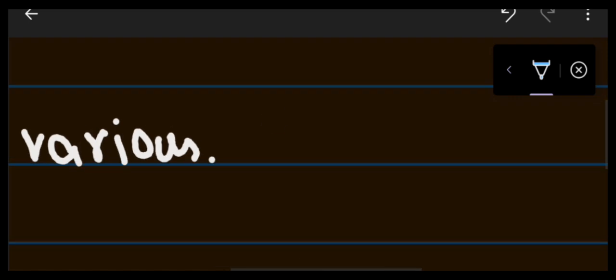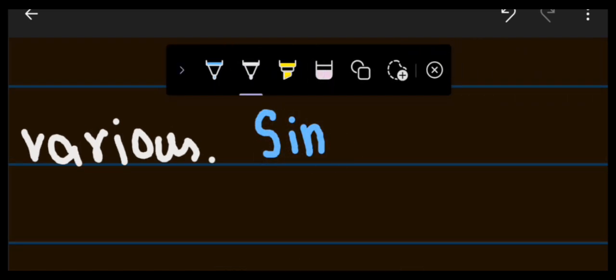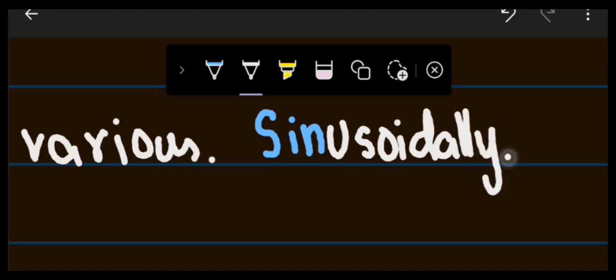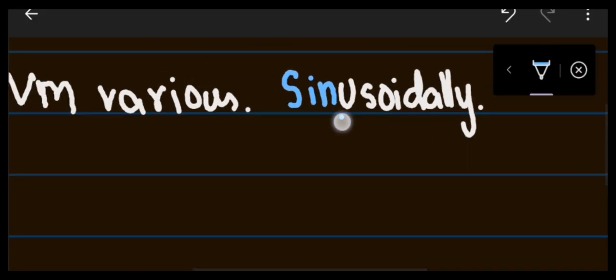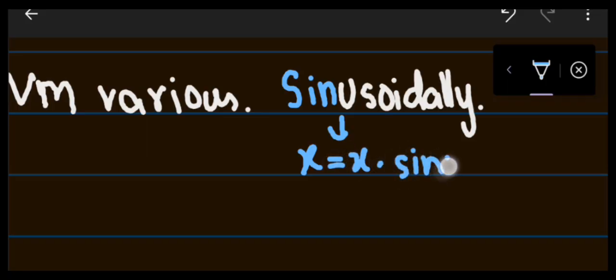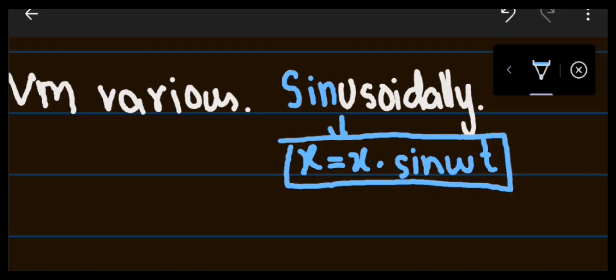the displacement of vibratory motion varies sinusoidally. मतलब जो डिस्प्लेसमेंट होता है ना वो साइनोसॉइडली वेरी करता है. How does it vary sinusoidally? The equation is x is equal to x naught sine omega t. Okay, so we have discussed this in the last topic too, and we are discussing it again right now.